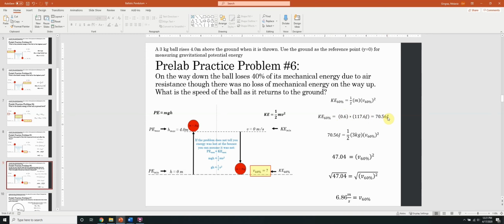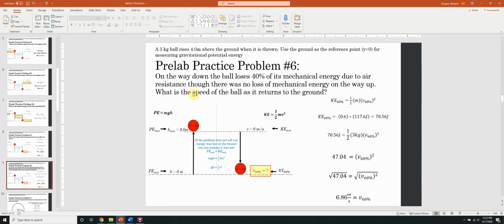So now that we have what 60% of our kinetic energy is, we're just going to plug our known values into this equation. So we have KE 60%, we know that that's 70.56 joules. That's equal to 1/2 times our mass, which is 3 kilograms, times V 60% squared. So that's what we're going to be solving for. Once again, yes, we do want to solve for the speed of the ball, so at our last step, when we take the square root, we're not looking for the negative, we're going to take the positive value, because remember, speed has magnitude, but not necessarily direction, right? It's a scalar quantity, not a vector quantity.